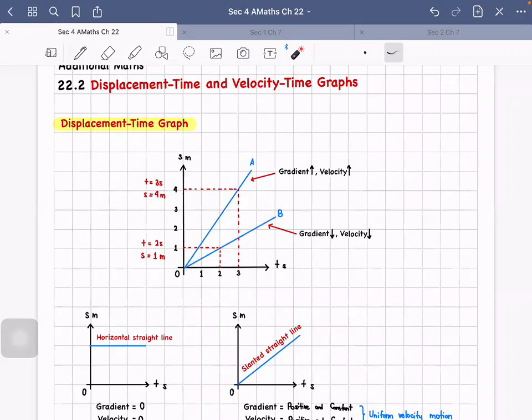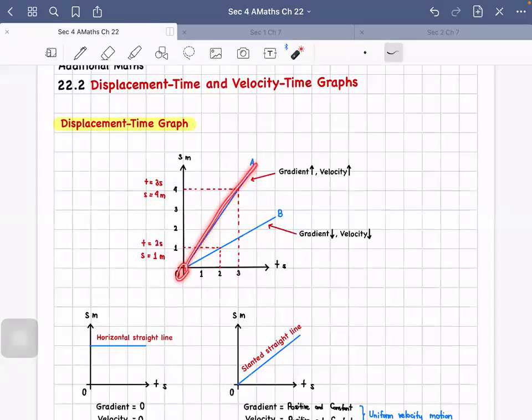Now, just like in the previous topic, the gradient of a displacement time graph is the velocity of the particle or the object moving. So if you want to find out how fast and where it is going, you should just find the gradient of these lines. For example, car A here, after 3 seconds, is 4 meters away from the origin.